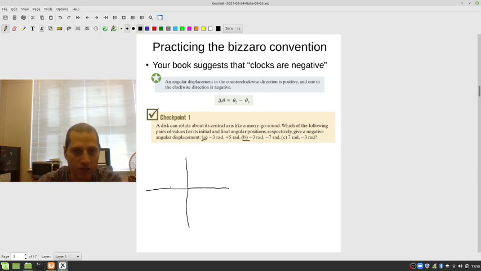Okay, so it says a disk can rotate. Here's just an example. It says a disk can rotate on its central axis like a merry-go-round. Which of the following pairs of values for the initial and final position respectively give a negative angular displacement? Okay, so let's look at A and B.